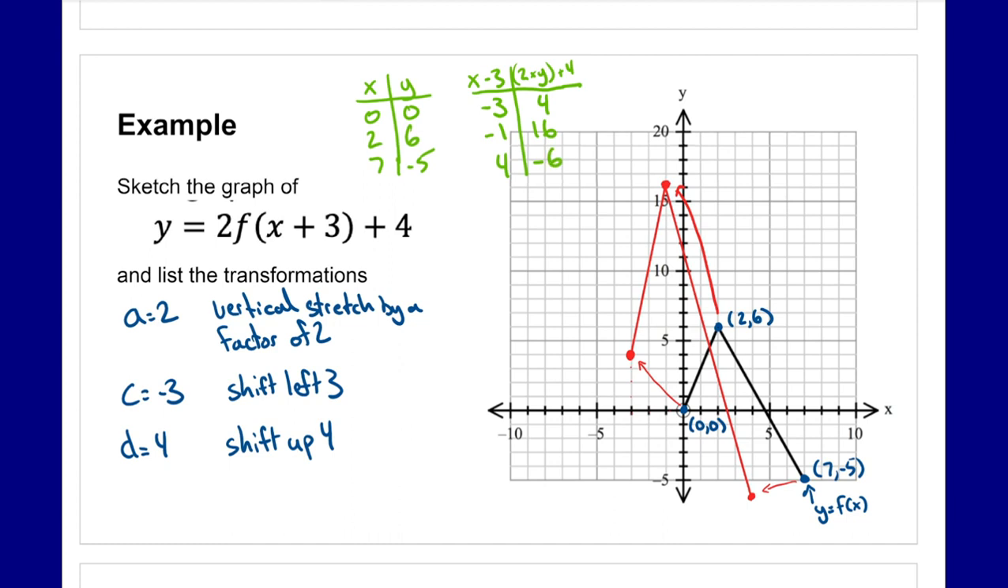And we see that we have those 3 points: -3, 4, -1, 16, and 4, -6. So again, regardless of which way you prefer to do it, using the tables and plugging the values into those specific spots, or by applying the transformations directly onto the graph, either way works out to giving you the same values.